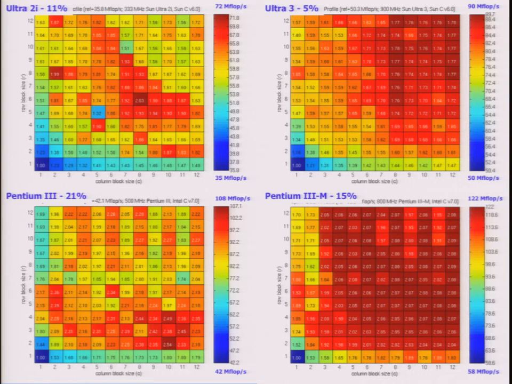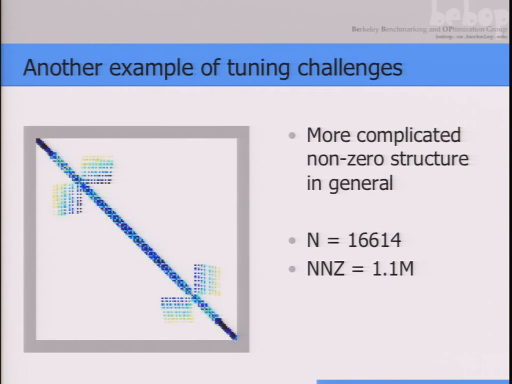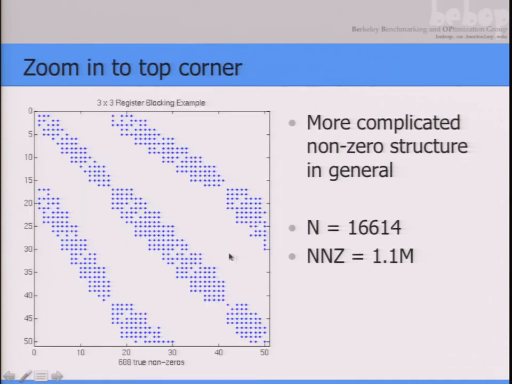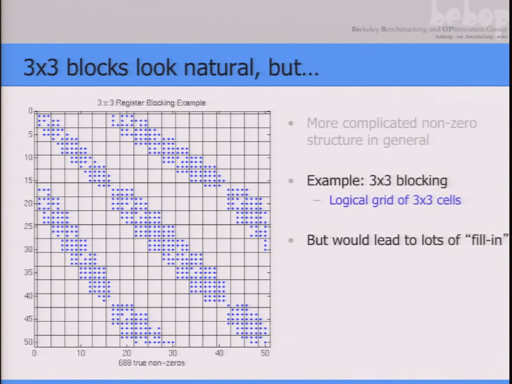So let me now do another example of the tuning challenge and why choosing R and C is hard. This is a matrix that comes from a fluid flow problem, and again, it's available on a database. Let me do the same trick. Let me zoom into the top corner and see what it looks like. Now there is no obvious single block size that leaps out at you, but maybe the best we can do is 3 by 3. I mean, really, that's probably the best we're going to do.